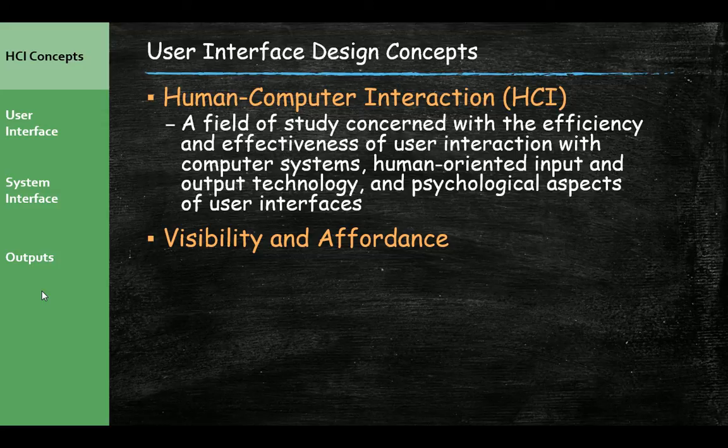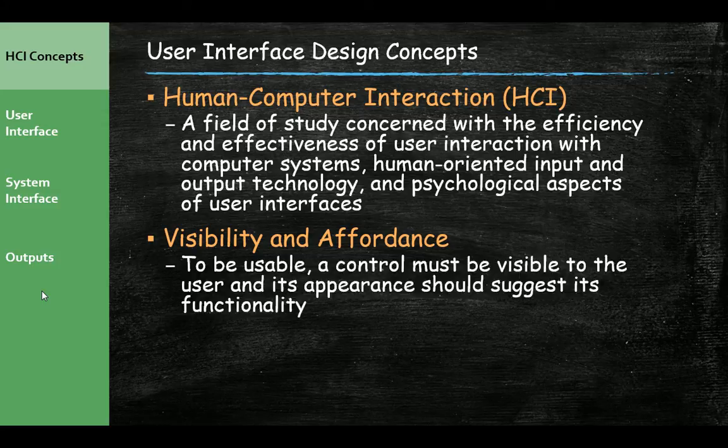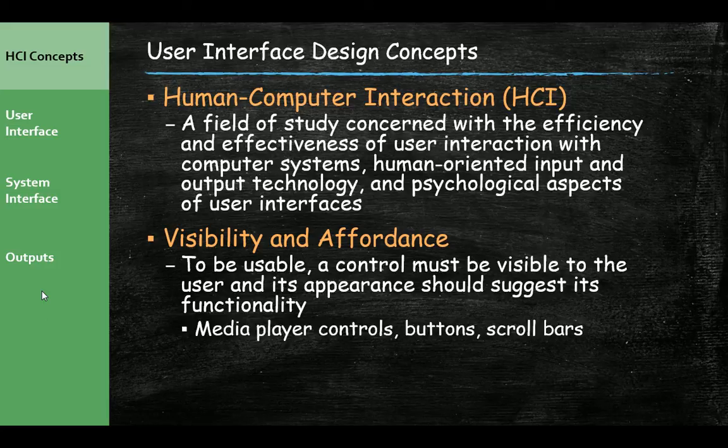And really, these are fancy ways to say that to be usable, a control must be visible to the user, and its appearance suggests its functionality. You can probably think of examples of things like this, like the controls in a media player that look like a physical tape recorder, or with buttons and scroll bars. All those things are examples of visibility and affordance.